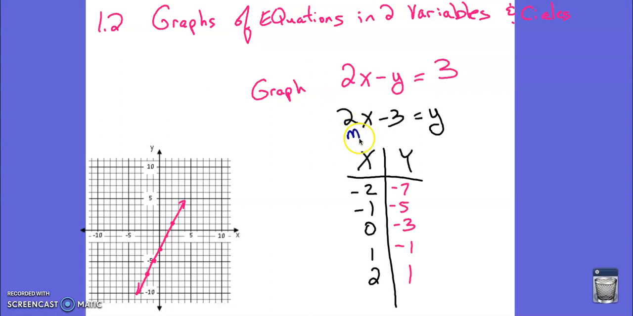This is your m. Your m is 2/1, and this is your y-intercept, your b. And so the y-intercept is right here, and then also the slope is up 2/1, right, rise over run, up 2/1. So that's a good way to check it as well. But the XY chart method always would work.